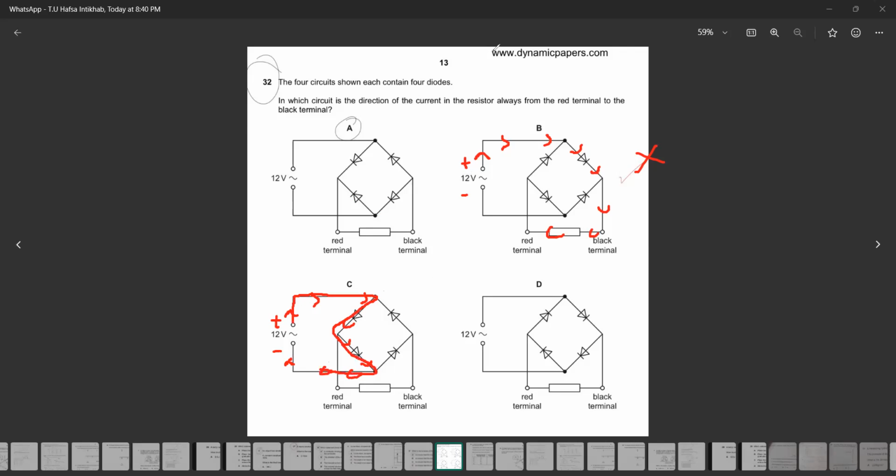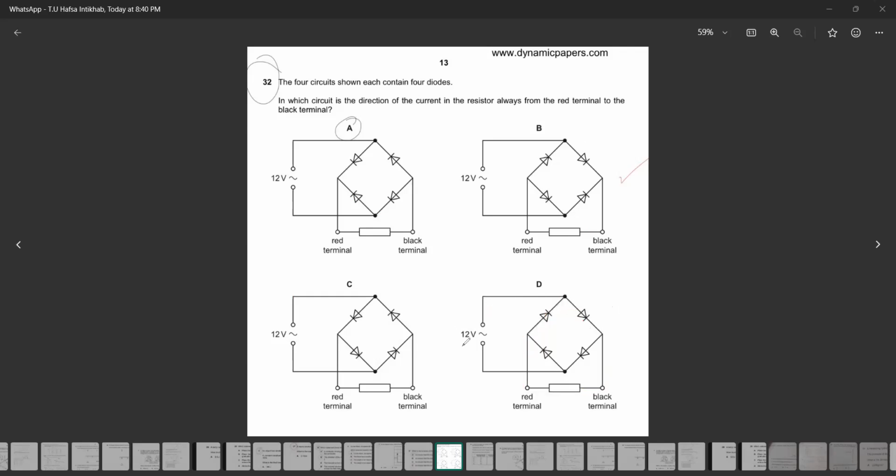And the other way around, why is it not possible when you're taking positive and negative? See, the current is moving here. Then if you take red to black, it cannot go out. It has to just make a loop. So that's why C is totally wrong. And what about D? Positive and negative, current will move from here, then here, then again it ends in the same loop. So it is not going out from this direction, right? Black to red.